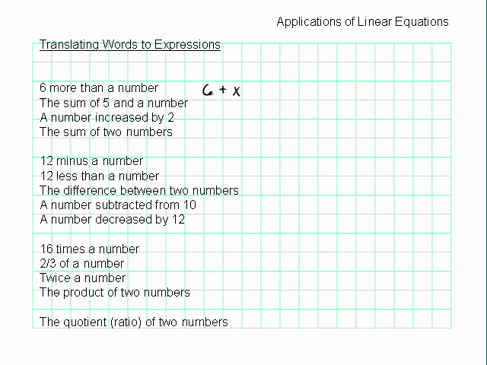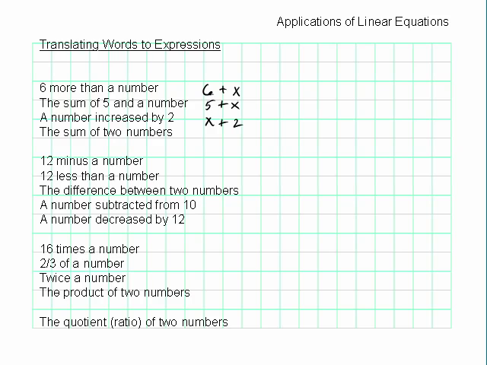We'll use x for the number that we don't know. 6 plus a number. The sum of 5 and a number, same thing. The sum of 5 and a number means 5 plus some number x. A number increased by 2. A number is our x. Increased by 2 means you add 2 to it. So that's x plus 2.